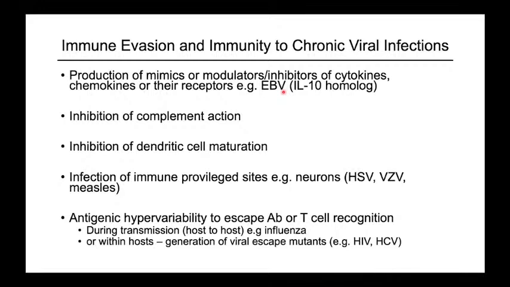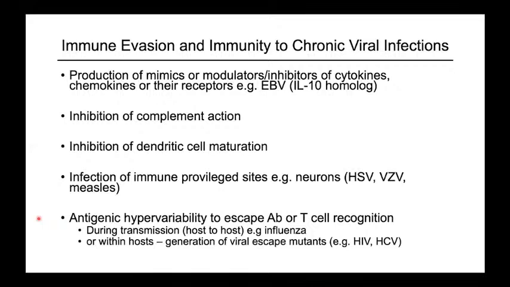There's some that will inhibit the action of complement or maturation of dendritic cells so that you don't get proper activation of antigen processing and presentation. There's viruses that infect immune privileged sites. And remember, with these immune privileged sites, you hardly have any immune activity going on there. So they're actually not going to be detected by immune cells. So for example, in the nervous system, the viruses that infect neurons like your herpes simplex and varicella zoster.